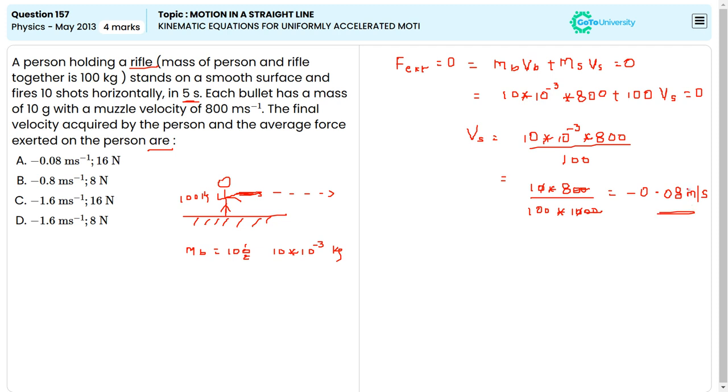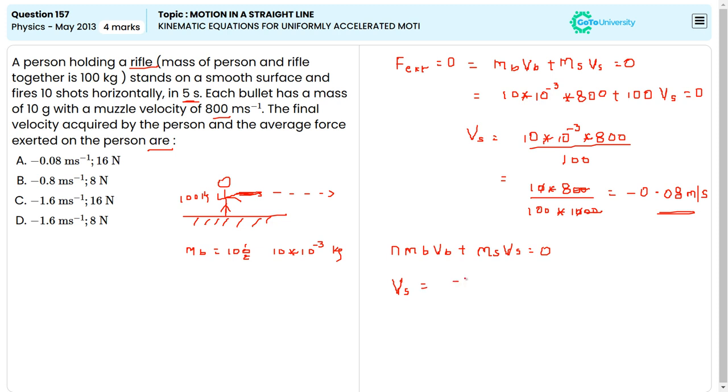Since this recoil velocity is very small compared to the velocity of the bullet, the velocity of the bullet is 800 and this recoil velocity is minus 0.08 meters per second. It is very small. So for practical purposes we can consider the entire duration of the firing of the recoils. Then we can write N into MB into VB plus MS into VS is equal to 0. Then we can substitute the values.